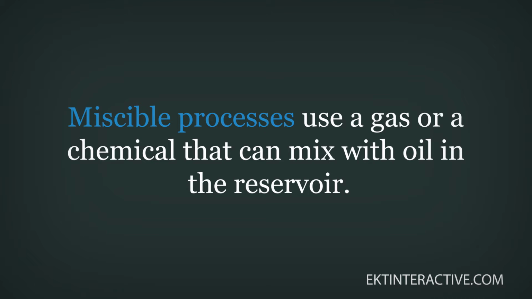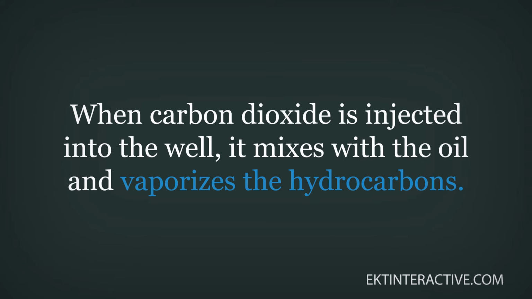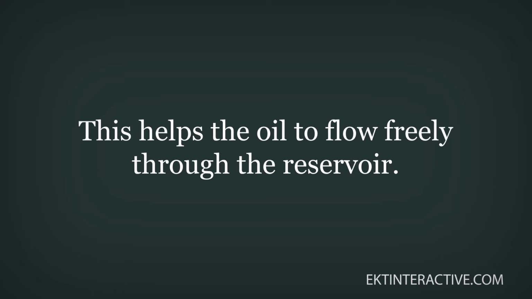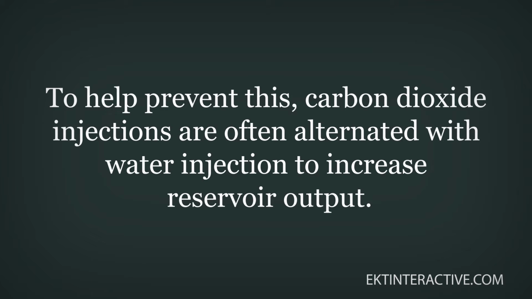Miscible processes use a gas or a chemical that can mix with the oil in the reservoir. The most common gas used today in miscible processes is carbon dioxide. When carbon dioxide is injected into the well, it mixes with the oil and vaporizes the hydrocarbons. This helps the oil flow freely through the reservoir. Because carbon dioxide is less dense than oil or water, it tends to rise towards the top of the reservoir and can bypass large quantities of oil. To help prevent this, carbon dioxide injections are often alternated with water injection to increase reservoir output.